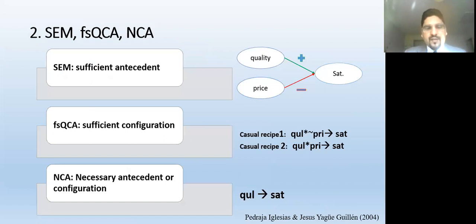You can run fsQCA using the fsQCA software. The name of the analysis is the name of the software as well. And NCA can also be run using fsQCA, which is free-source software. And you can also use R software for running these advanced analytical approaches.